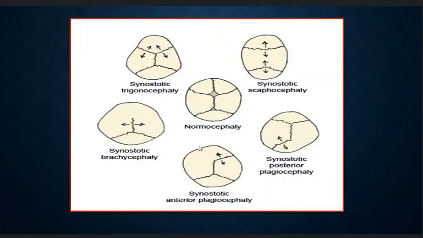Now, this is the normocephaly. All sutures are present here in the middle.